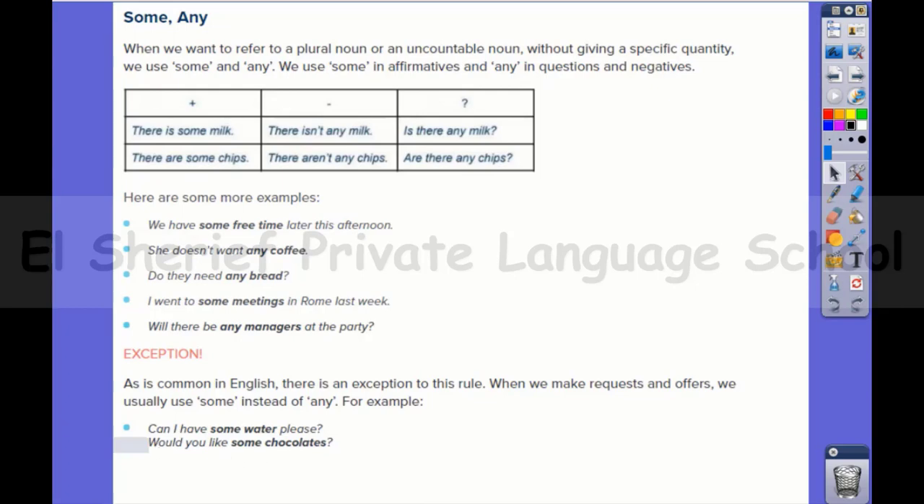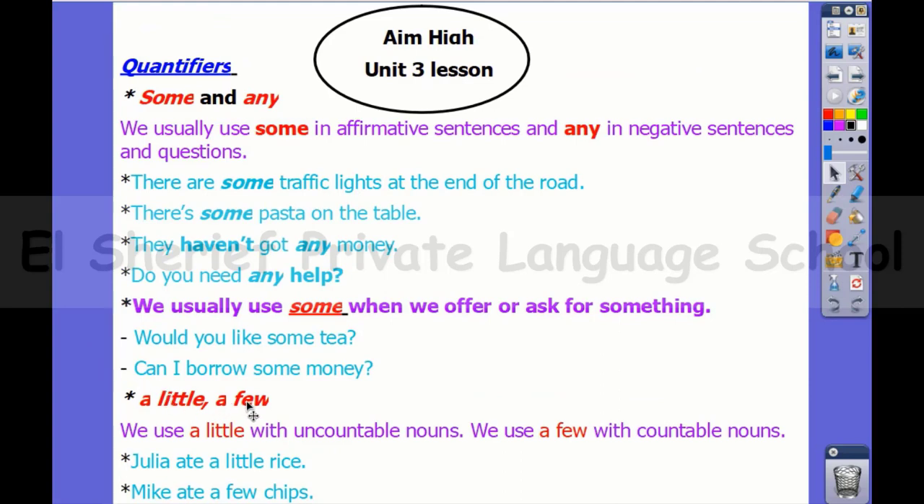Now let's move on to a little and a few. We use a little with uncountable nouns, and we use a few with countable nouns. So, here are some examples. Julia ate a little rice. And by a little we mean that there is not a lot of something, but it is enough. So Julia ate not a lot of rice, but it was enough.